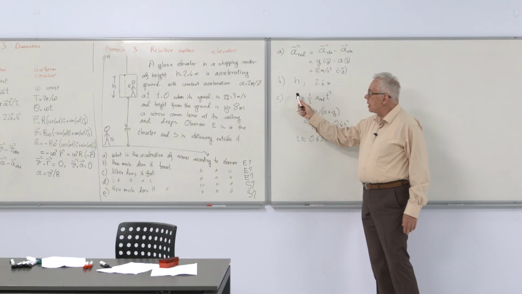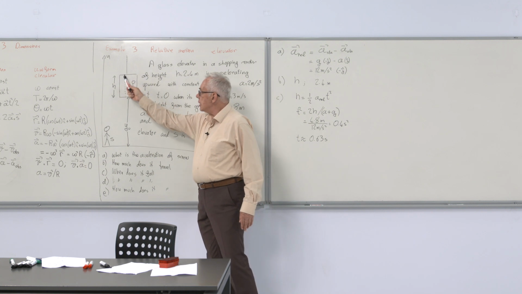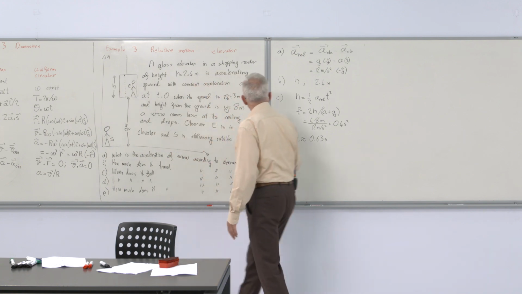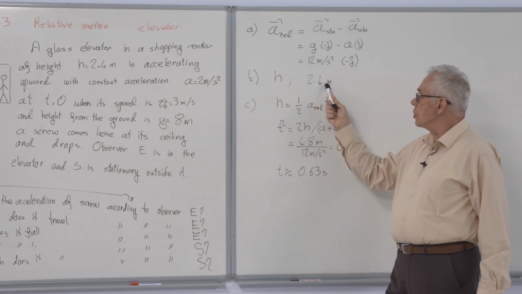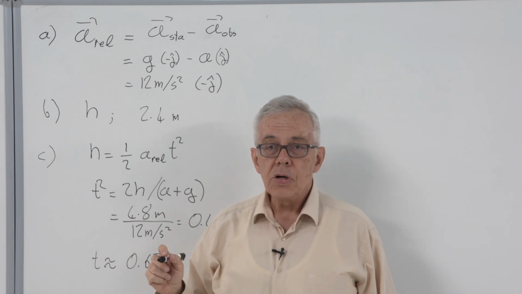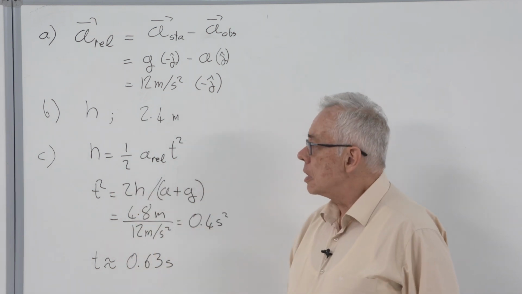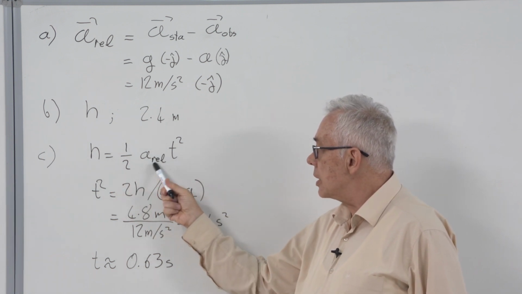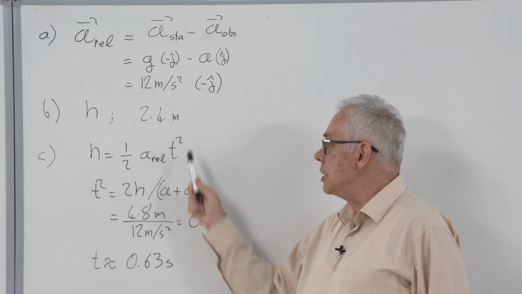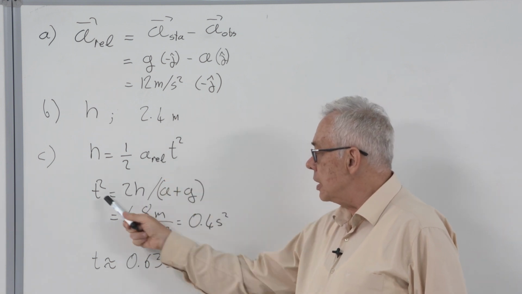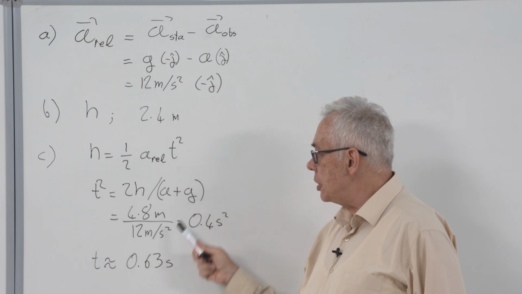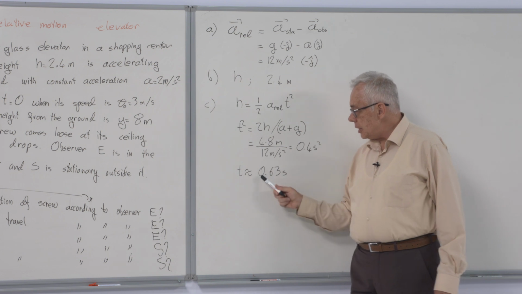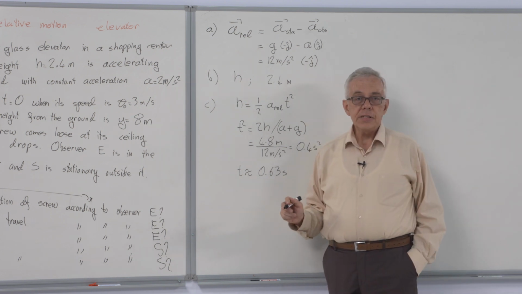In the elevator frame, it falls from the ceiling to the floor, so the distance it falls is clearly h, and that is 2.4 meters. Now, how long will it take? We will use the formula for accelerated motion. h is half a_relative t square. That's t square is 2h over a plus g, which is 0.4 seconds square, and gives us t approximately 0.63 seconds.